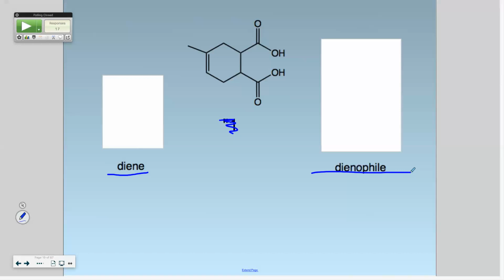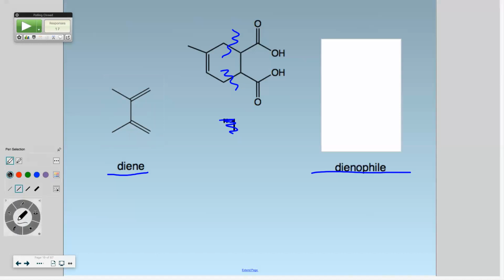Are these the bonds you broke? Okay. So your diene should look like that. You don't have that there because that is missing in your picture. Yeah, that's my bad. I didn't even catch that. Okay, so put it in.